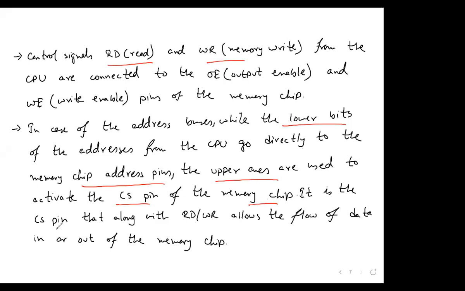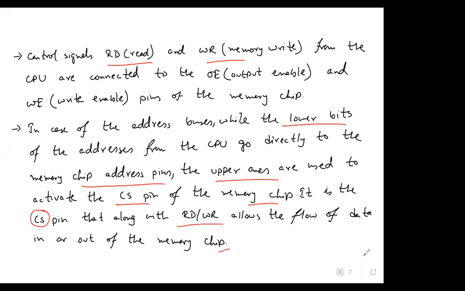And it is the CS pin that, along with RD or WR, allows the flow of data in or out of the memory chip. Until and unless you enable the CS pin, the memory chip will not be activated as usual. So you need to activate those things so that your memory chip will work.